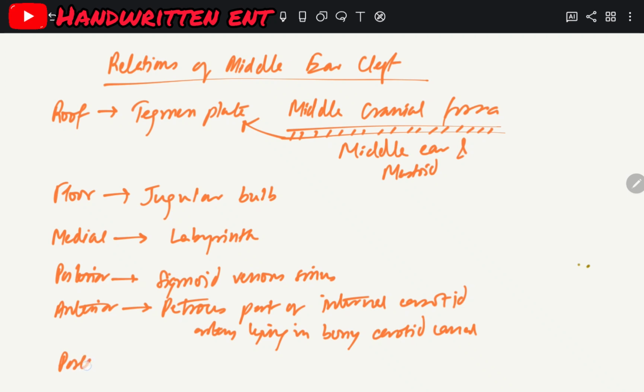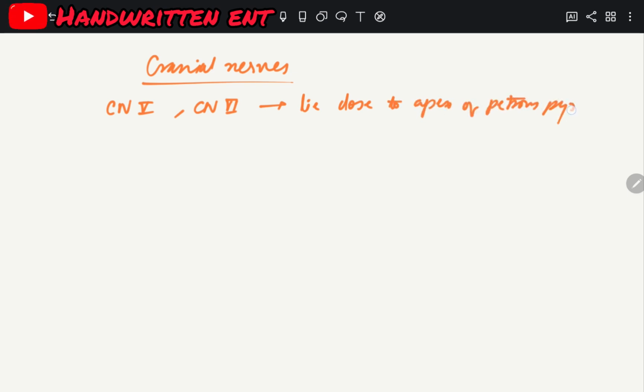In the posteromedial aspect of the mastoid air cells is situated the cerebellum in the posterior cranial fossa. There are a few cranial nerves which we need to be aware of. One is cranial nerve 5 and cranial nerve 6. They lie close to the apex of the petrous pyramid.